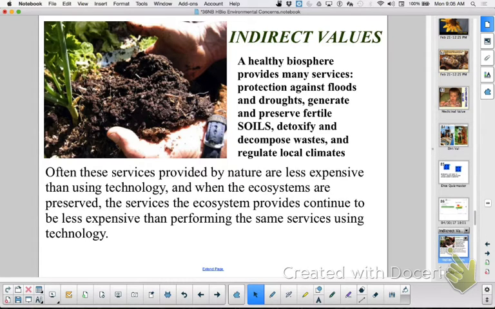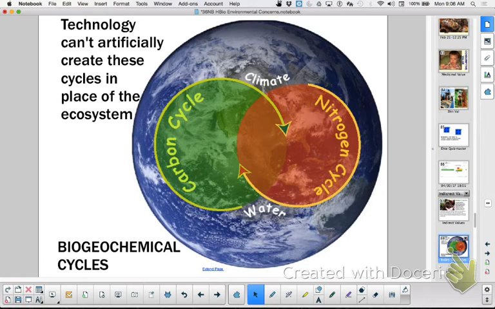Okay, indirect values. These are things you're not going to notice as readily, that you're not going to think about, that are not obvious. The first one has to do with how we can't artificially create the different cycles we've learned about: the carbon cycle, the nitrogen cycle, the phosphorus cycle, and the water cycle. Those are important, and when we disrupt them it causes a lot of problems. So we can't artificially recreate those. Biochemical cycles contribute to the water, carbon, nitrogen, and phosphorus cycles that we depend upon for fresh water, etc.